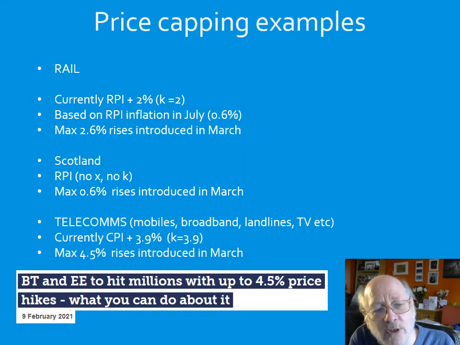What about the telecoms industry? Well, they currently operate on CPI plus 3.9%, so there's a K of 3.9. Therefore, in March 2021, firms like BT increased their prices by a maximum of 4.5%. That's 0.6% in CPI inflation plus 3.9%. To put it another way, they are raising prices by 7.5 times more than the current inflation rate. I think we're going to need quite a lot of investment for them to justify that.